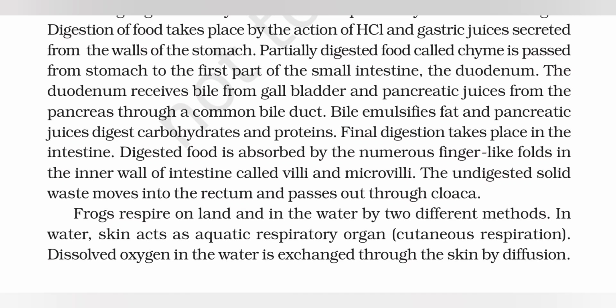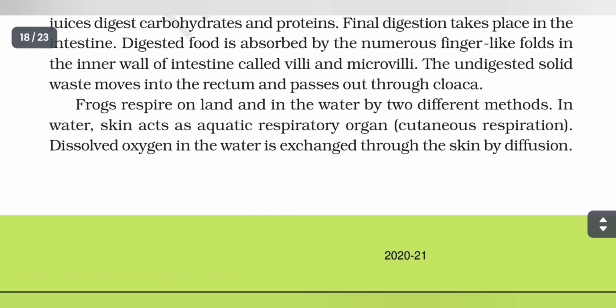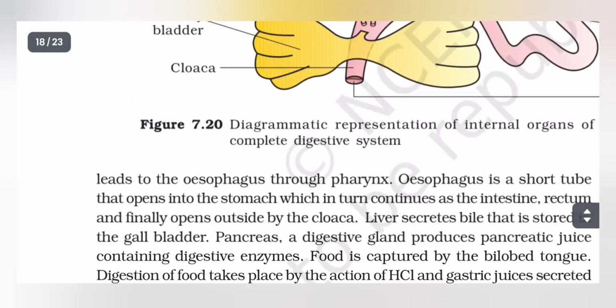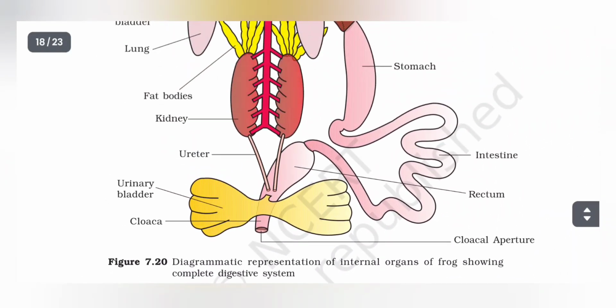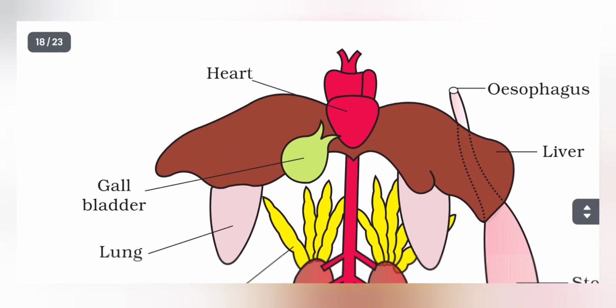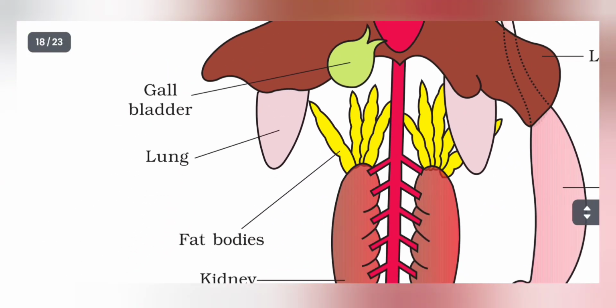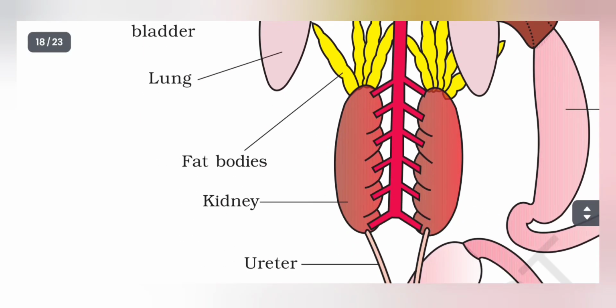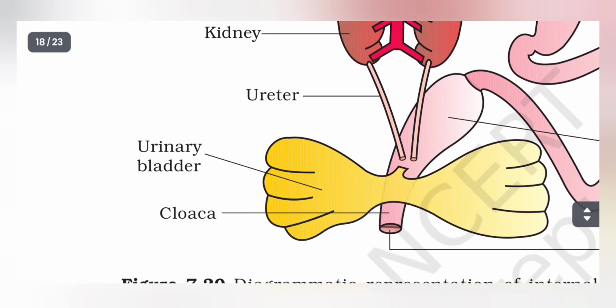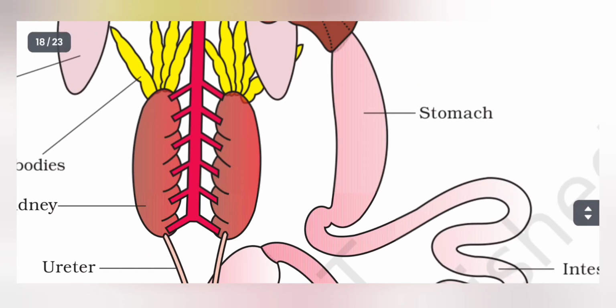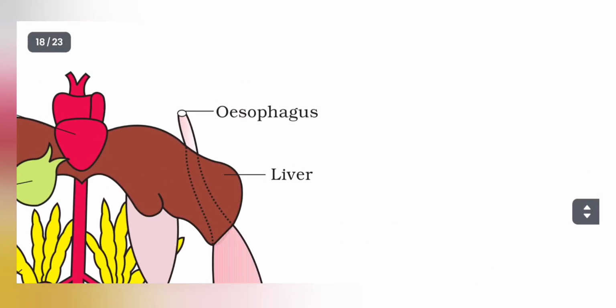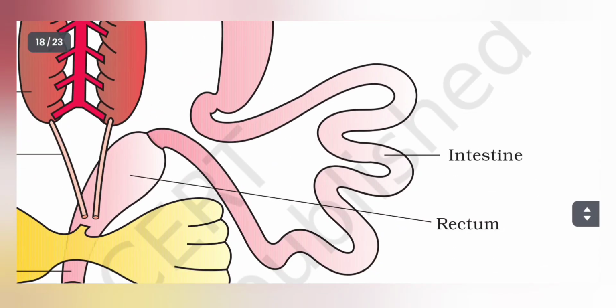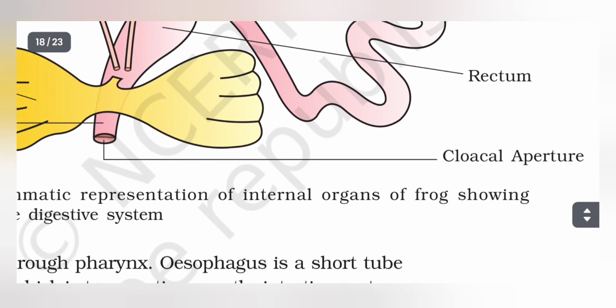Digested food is absorbed by the numerous finger-like folds in the inner wall of the intestine called villi and microvilli. The undigested solid waste moves into the rectum and passes out through the cloaca. So here is a complete digestive system and other organs: heart, gallbladder, lung, fat bodies, kidney, ureter, urinary bladder, cloaca, esophagus, liver, stomach, intestine, rectum, and cloacal aperture.